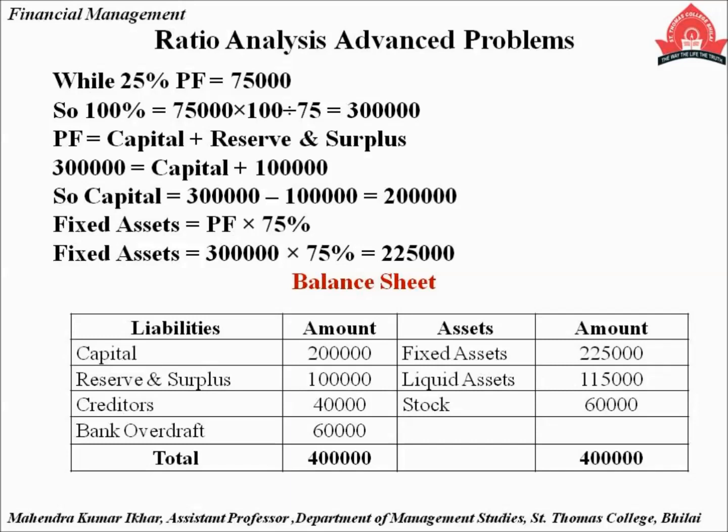On the liability side you can see the capital, reserve and surplus, creditors and bank overdraft, and on the asset side we have segregation: fixed assets 2,25,000, liquid assets 1,15,000, and stock 60,000. So both sides, liabilities and assets, tally at rupees 4 lakh. This is the way you have to solve the complete balance sheet question in ratio analysis.